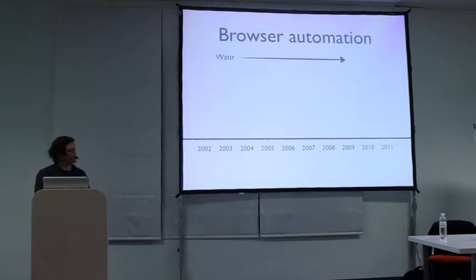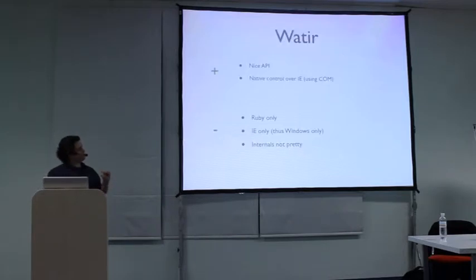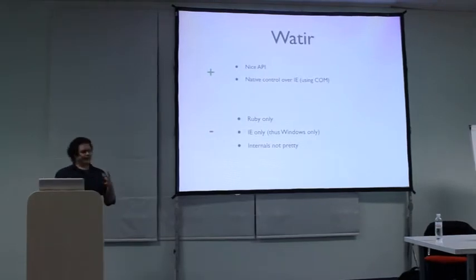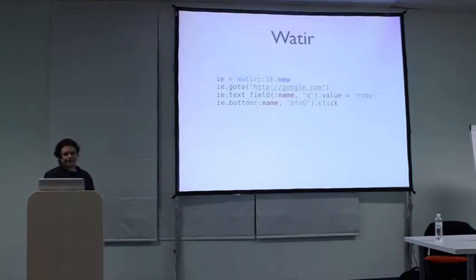So, sort of the simplified overview. In 2003, Brett Pettichord created Watir at ThoughtWorks, and it uses Ruby's standard library to talk to IE via COM, the COM OLE bindings. And Watir had a really nice API. It was the first real browser automation tool, and it had native control over IE. But it was Ruby only, it only supported IE, so it was Windows only, and the internal code was not really nice. But the API is nice.